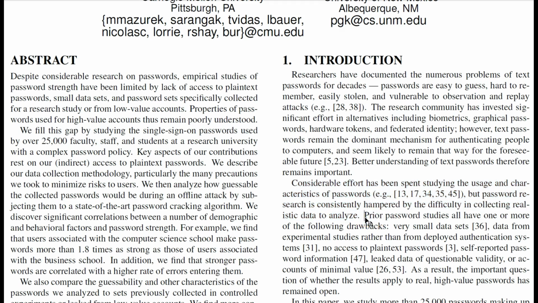What I want us to agree on, though, is that when we get to prior password studies, we are clearly in the realm of status quo and talking about gaps, because we're focused on drawbacks here. And then the very last sentence is really a clear statement of the gap, because whether the results apply to real high-value passwords has remained open. So this sentence tells me, because of the way they're describing the gap, that this study is going to look at real high-value passwords.